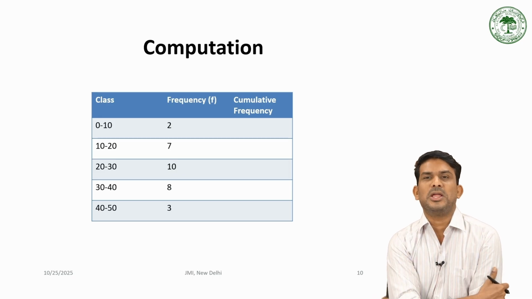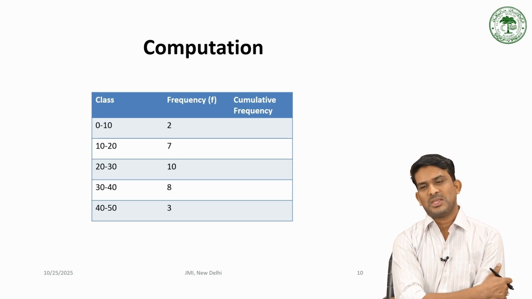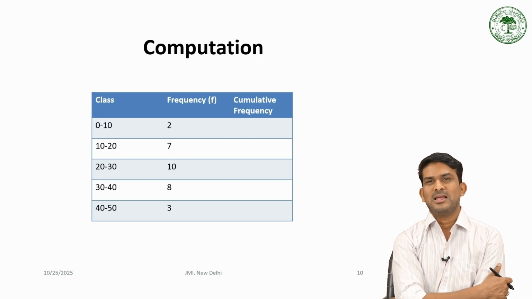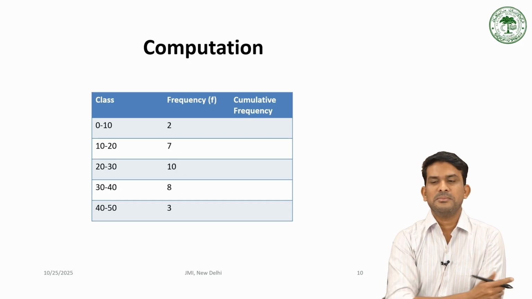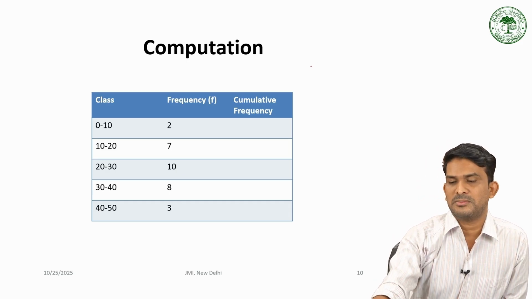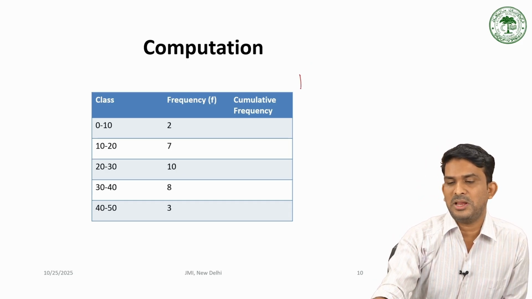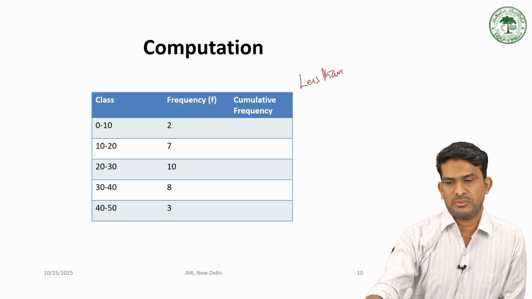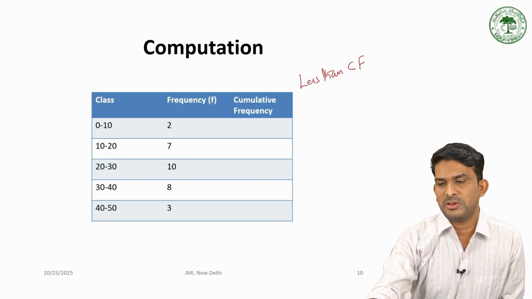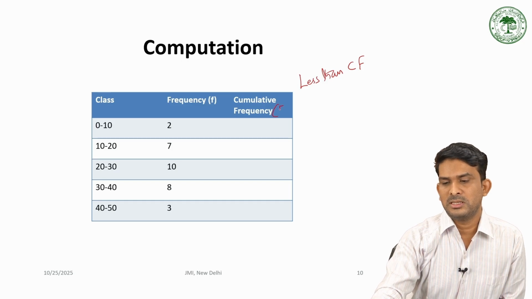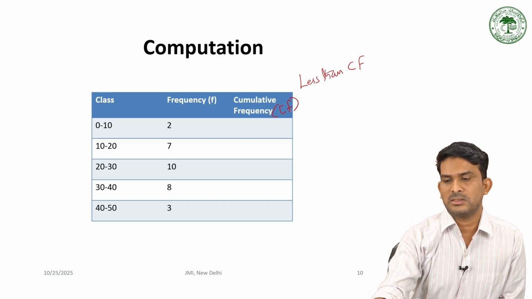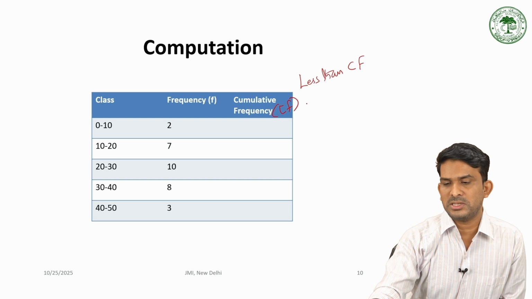There are two cumulative frequencies. You know what are the cumulative frequencies? Less than cumulative frequency and greater than cumulative frequency. I've just mentioned this is cumulative frequency.